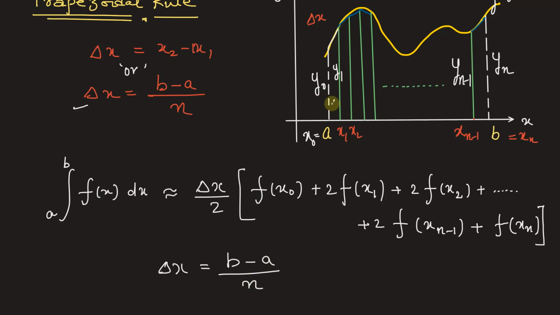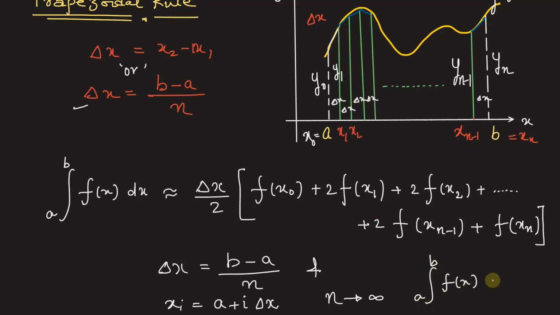That means all these small sub-intervals, I can say, are delta x. So this is also delta x. And xi here will be given by a plus i into delta x. Now from here you can observe that as n tends to infinity, the right hand side of the expression, this expression right here, will approach the definite integral from a to b of f of x dx.